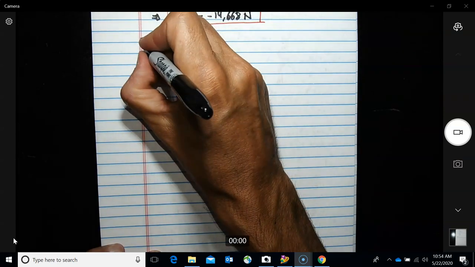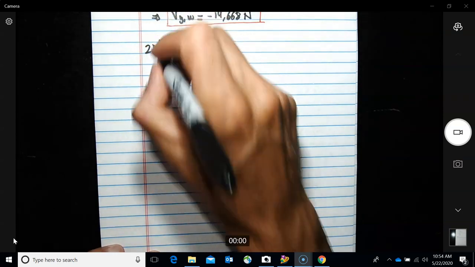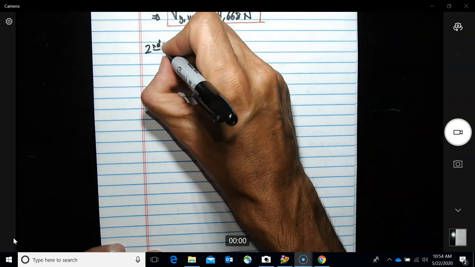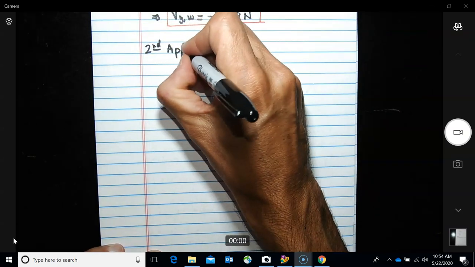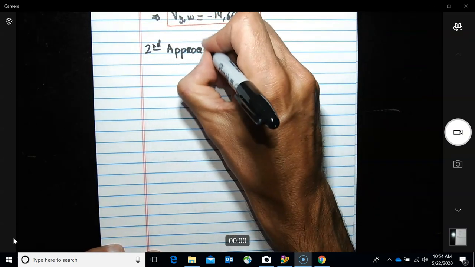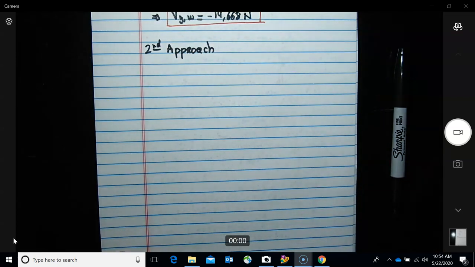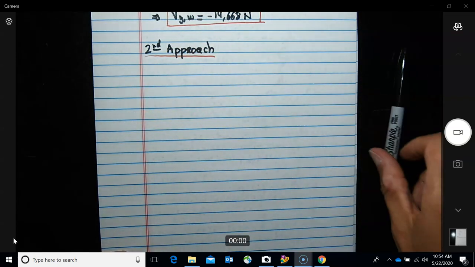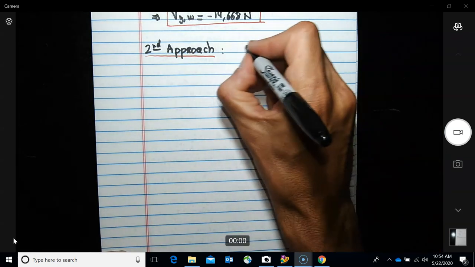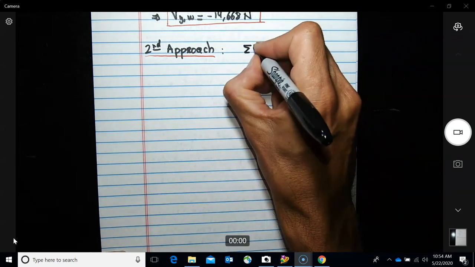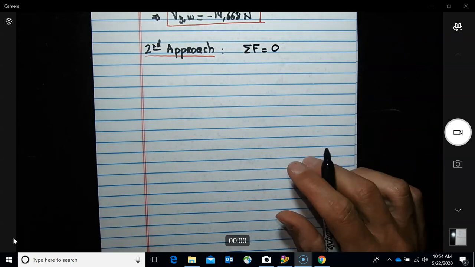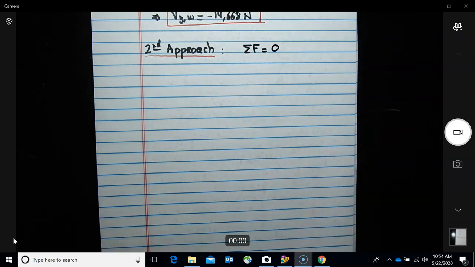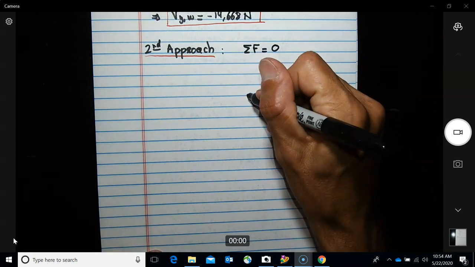Okay, the second approach, generally you like it more because it's 100% mathematical. That one is basically based on summation of forces equal to zero. So basically we have a similar figure. Let me just copy it here.